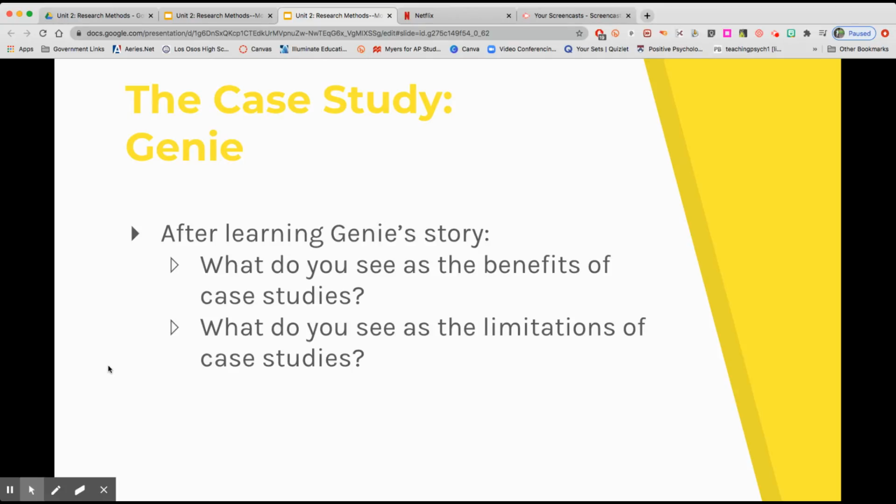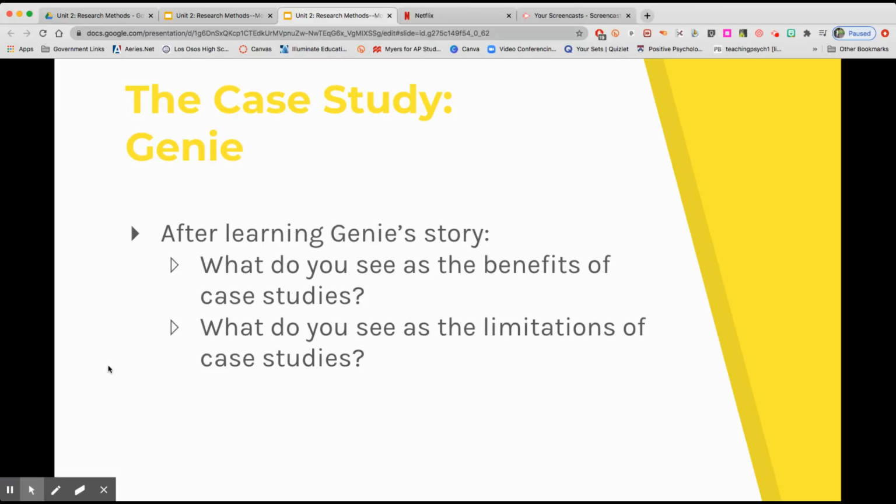Okay, so some of the things you may have included, and if not, I want you to add this in your own mind or maybe jot this down on your notes as well. Some of the benefits of case studies is it allows you to get a really good in-depth look at usually events that are rare. If we're using a case study, it means that there's probably not a lot of people who have had that phenomenon or are exhibiting that behavior. So it allows us to look in depth to try to learn more.